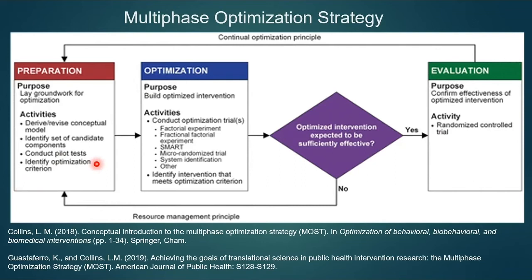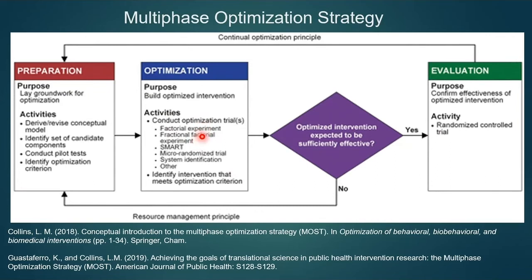So we might simply, in our next phase, want to optimize the components to hone down and greatly shorten the list of possibilities, say, to choose the most feasible and acceptable to then go on for the next phase of testing. So in the optimization step of MOST, M-O-S-T, now we're in optimization. So we build the optimized multi-level, multi-component intervention. Optimization trials are conducted. They might be factorial experiments, fractional factorial experiments, and so forth. Those two are the most popular.